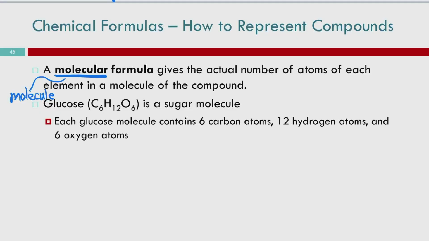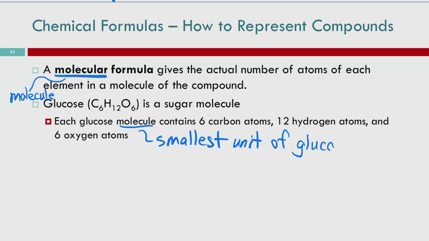So our smallest unit, little building block, is the molecule in some cases. Glucose, for example, is a sugar molecule. Every molecule, every smallest unit of glucose is going to have within it 6 carbons, 12 hydrogens, and 6 oxygens. That's our smallest unit of glucose, similar to how an atom is our smallest unit for an element, any of those 118 on our periodic table.